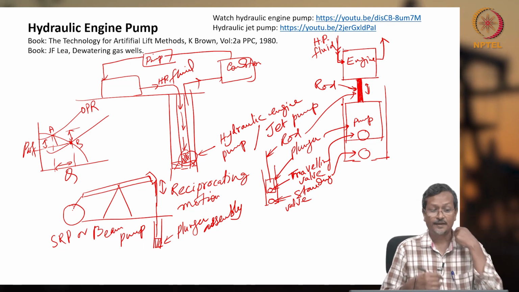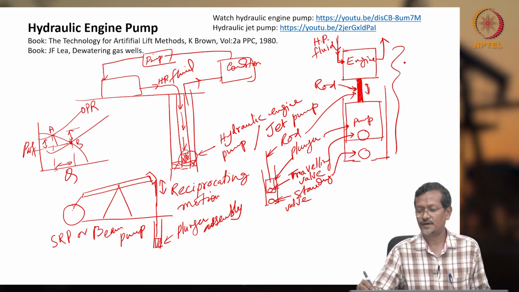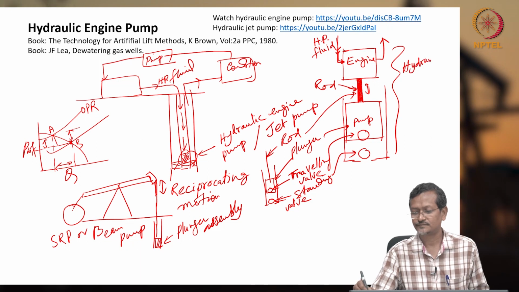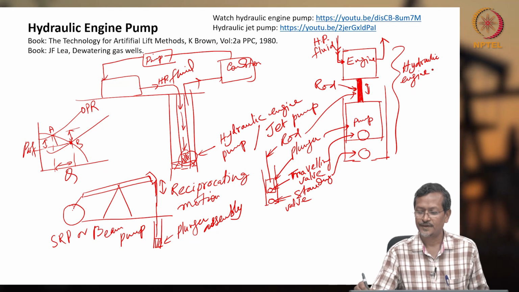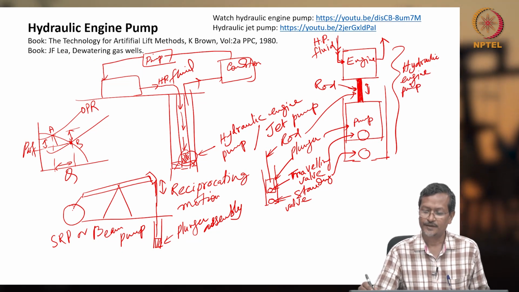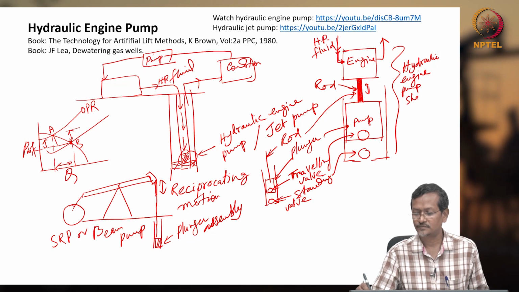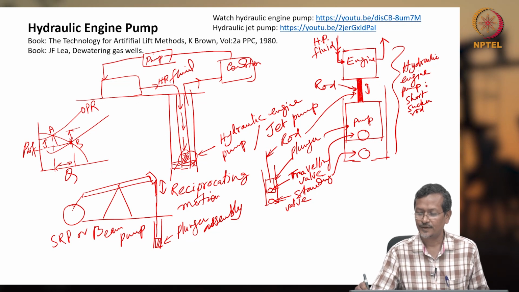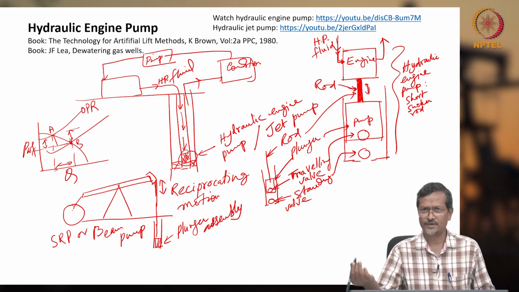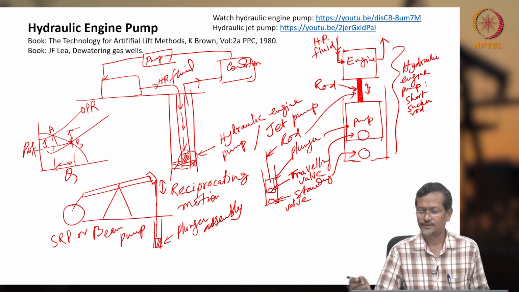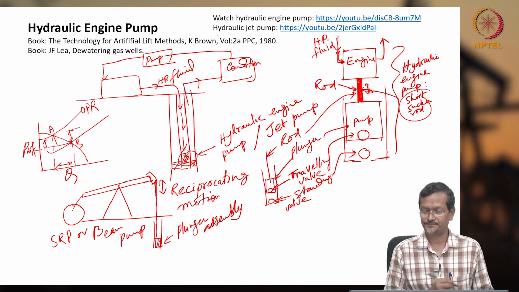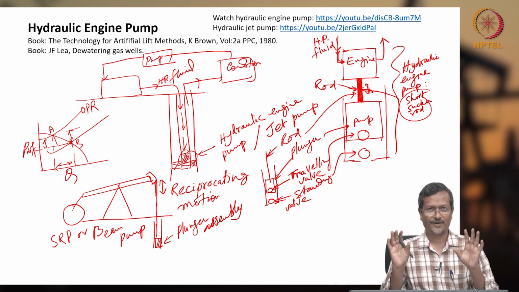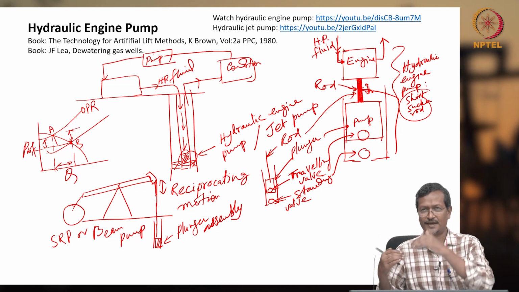But in my hydraulic engine pump, here I have a short sucker rod. It is having a short sucker rod, or you can say only a connecting rod. So this one short sucker rod, actually this one. Basically the function is the same. The pump part, engine part I will explain later.